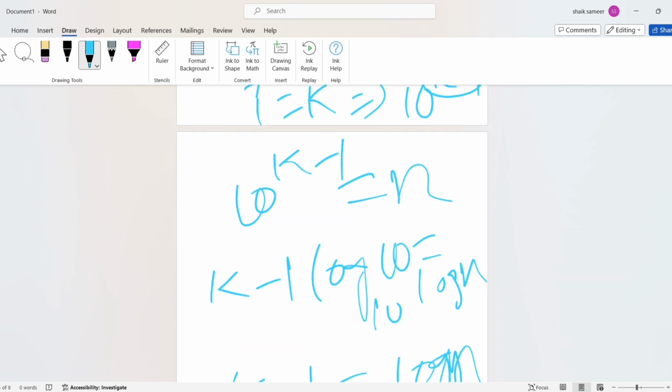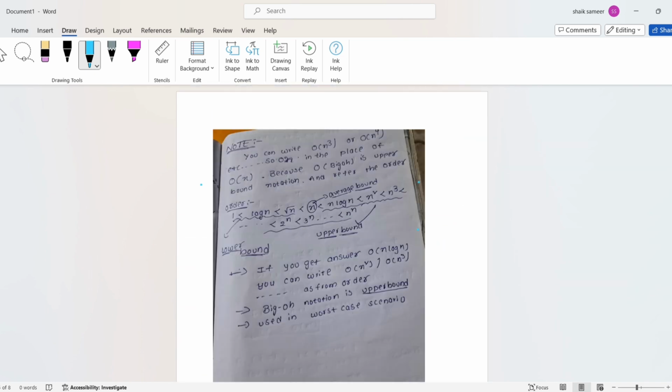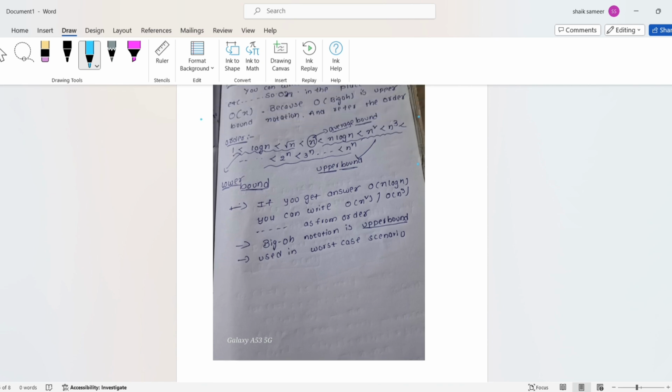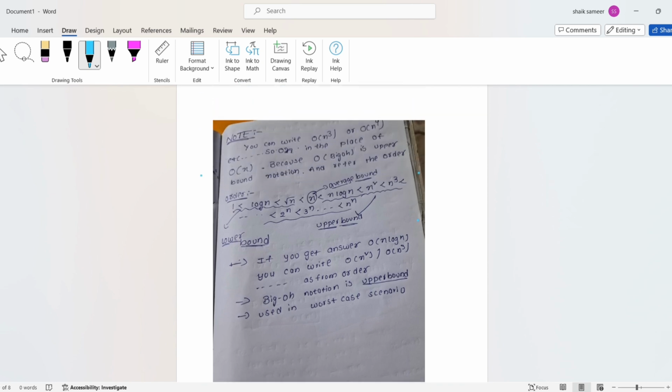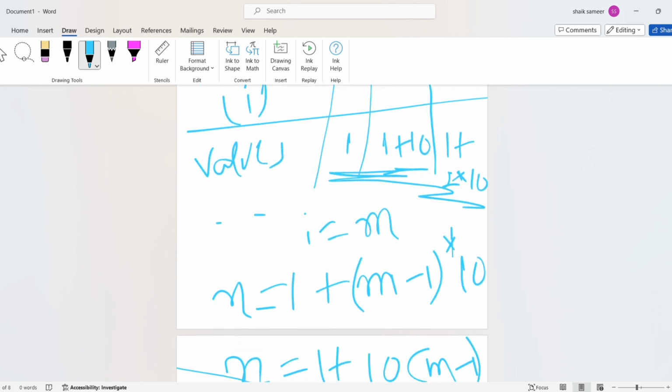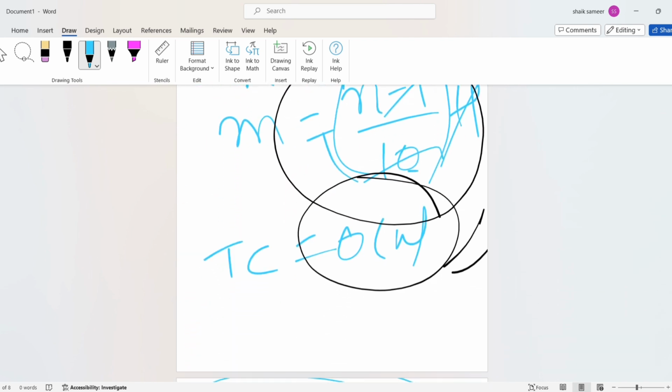So why did I teach this order? Why do you have to remember this order? Initially while starting the video I told you to remember just this order, because we always calculate the time complexity as an upper bound. So if you look into these questions, for example the third example, what answer did we get? We got big O of n.